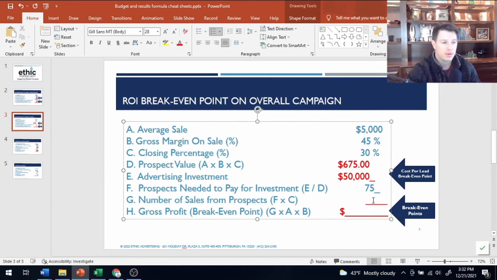That's to break even. Notice these arrows over here. Cost per lead break even point. Then down here, it's the overall break even point of what you have. This number should essentially be $50,000 and match up. Now, in advertising, this is not a good thing if you put $50,000 in and get $50,000 out. It's not a terrible thing, but it's not a good thing either. That's not what we're here for. We're here to invest, right?